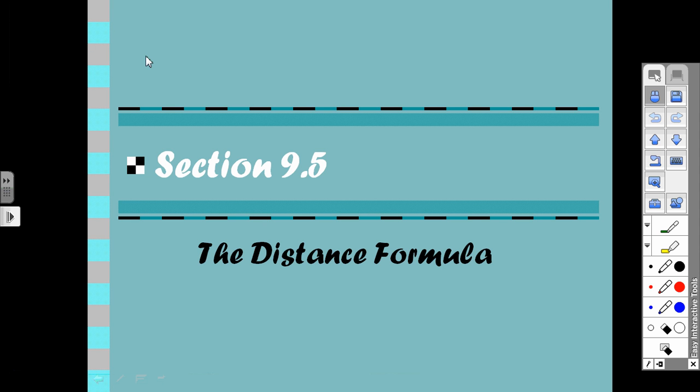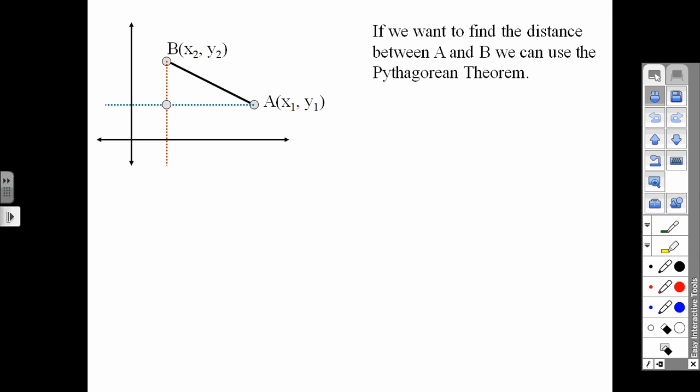All right, hi folks. Here we are at section 9.5, which is the distance formula. And I think some of you may already know this, depending on how much your teacher last year taught you. But whether you know this formula or not, we're going to go through how it was derived. Where did this formula come from?